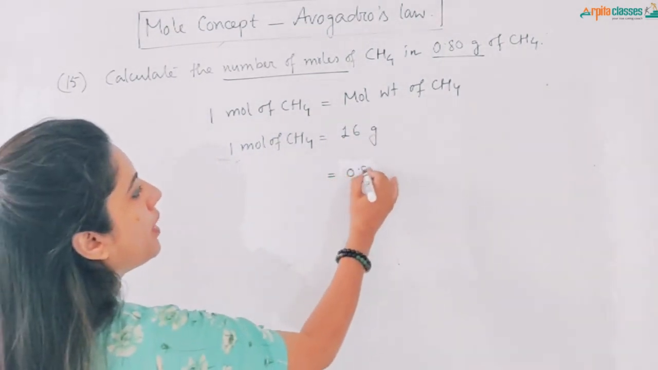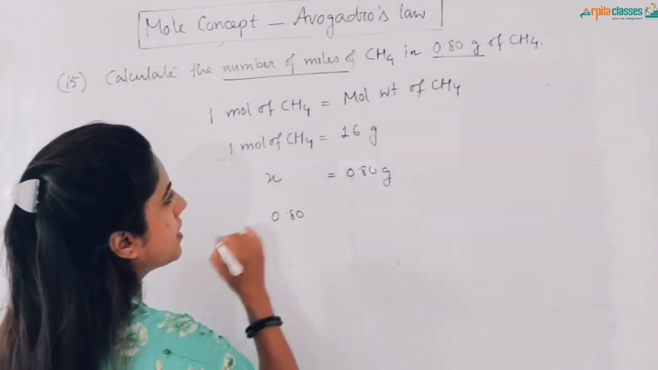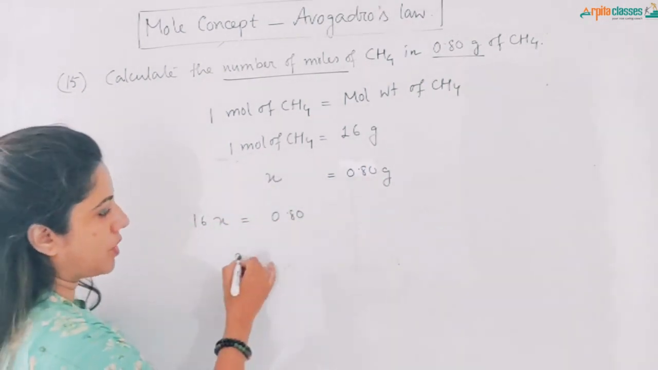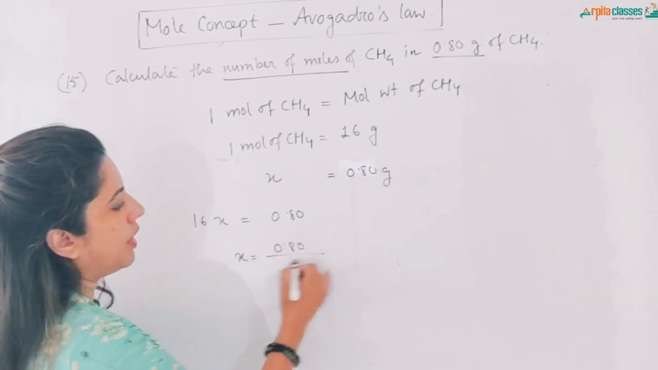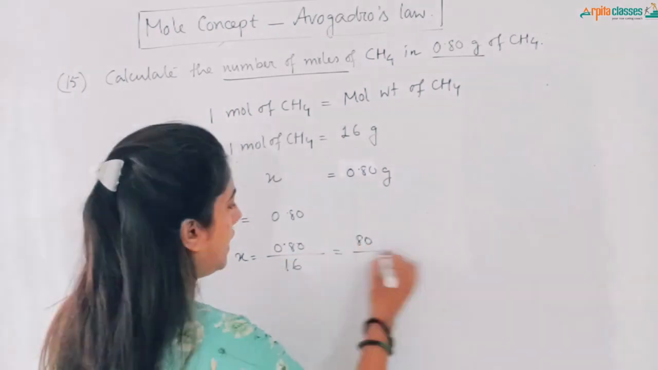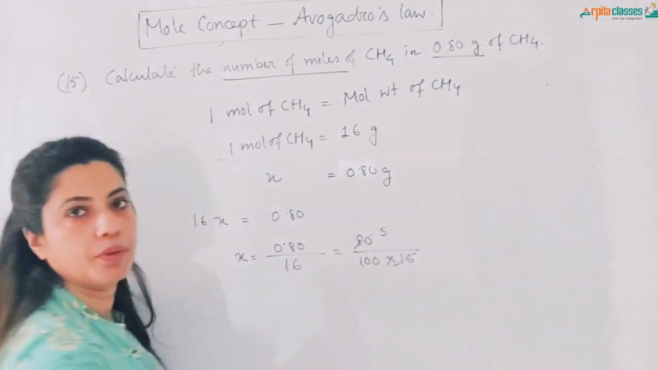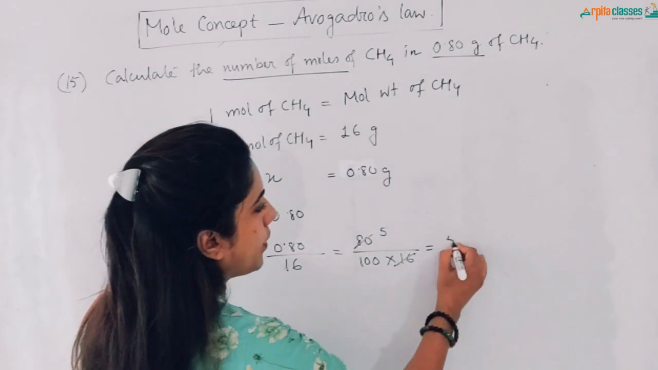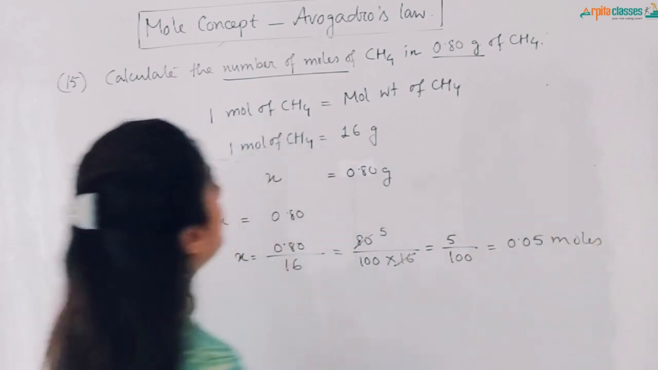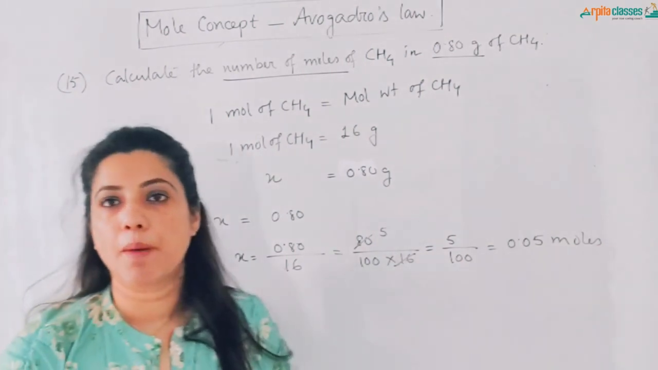Therefore, 0.80 gram is equal to how many moles? So cross multiply. 16 into x is equal to 0.80 into 1, that's 0.80. So x is equal to 0.80 divided by 16. Now we will remove the point, so we write 80 upon 100 into 16. 16 5s are 80, so we get 5 upon 100, that is 0.05 moles. So there are 0.05 moles in 0.80 gram of CH4.